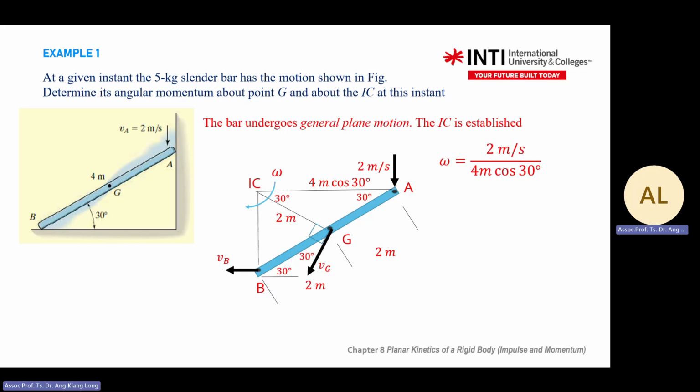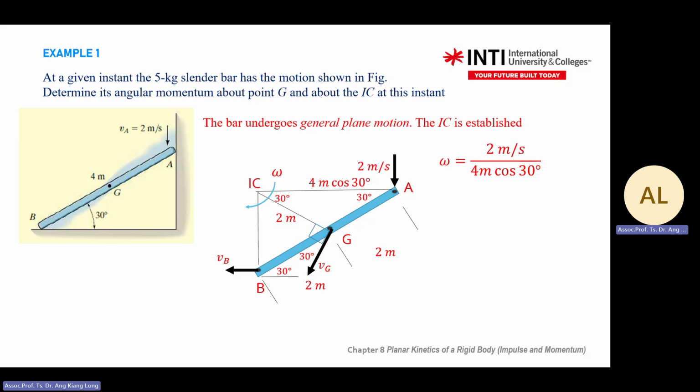So you know that V equal to omega R. You rearrange: omega equal to V divided by R. This is the R. V equal to omega R, this is the V. The R is perpendicular. This is the relationship between your V and omega and R. This is your V. This is your R.